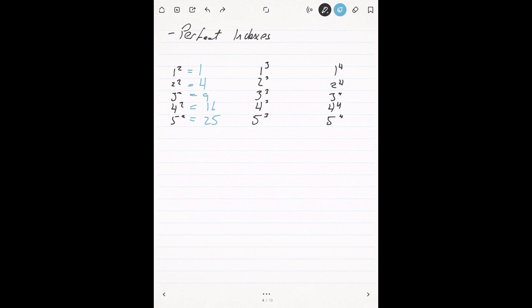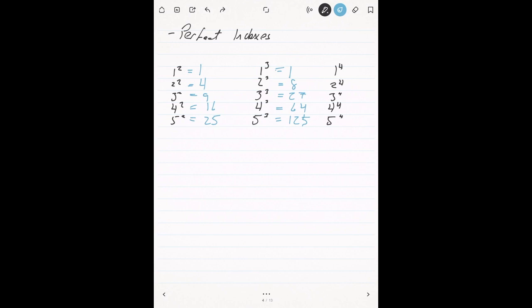Same thing that we have when we have cubes. There's certain numbers that when we take the cube root of them, we get a whole number back. The perfect cubes are 1, 8, 27, 64, and 125. That's a terrible 5. If you take the cube root of any of these numbers, you'll get a whole number back.